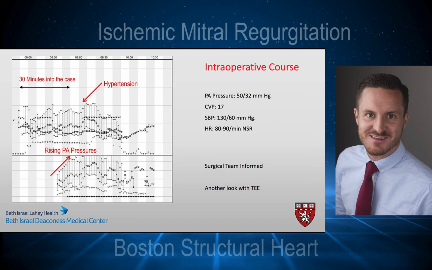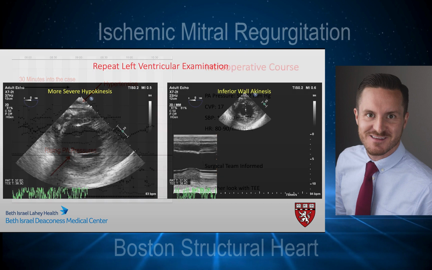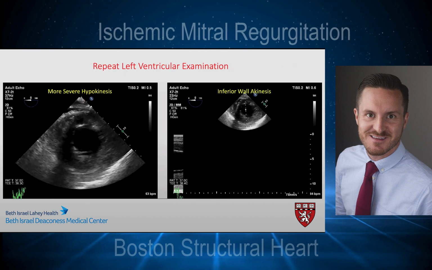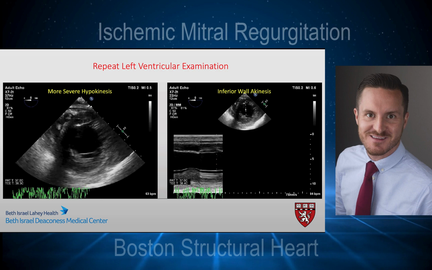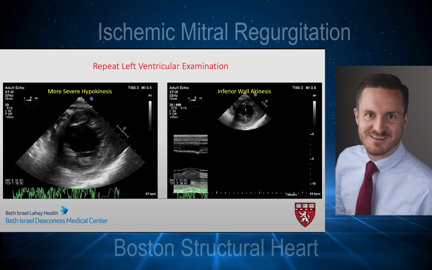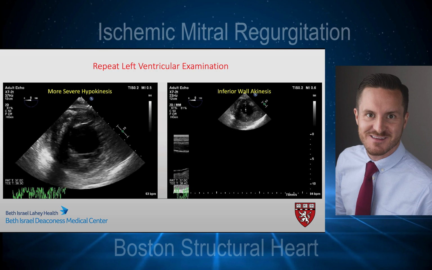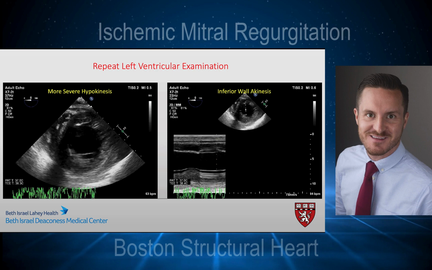As the surgery proceeded and the mammary was being taken down, we noticed that there were some hemodynamic changes. More specifically, the patient started to become a bit more hypertensive, tachycardic, and the PA pressures also began to rise. We decided to have another look with the transesophageal echo. We noticed that there was significantly worse LV dysfunction, with now almost complete akinesis of the inferior wall.